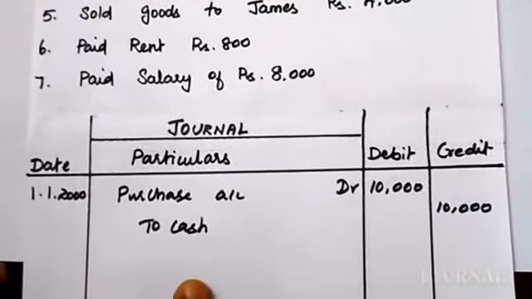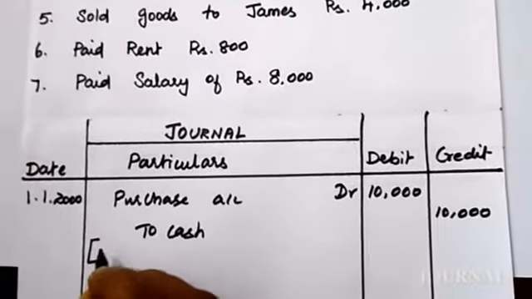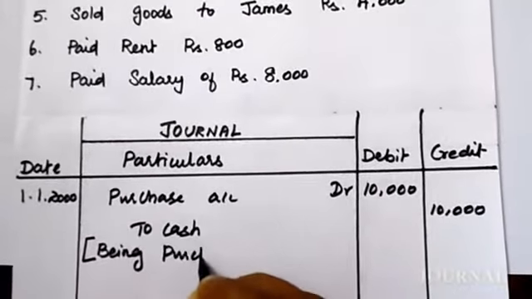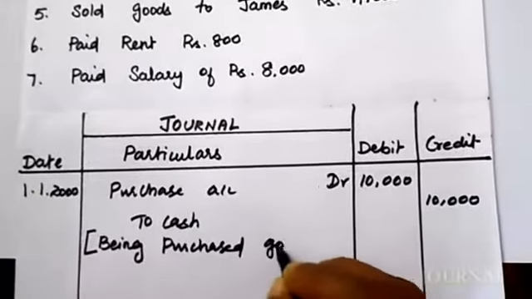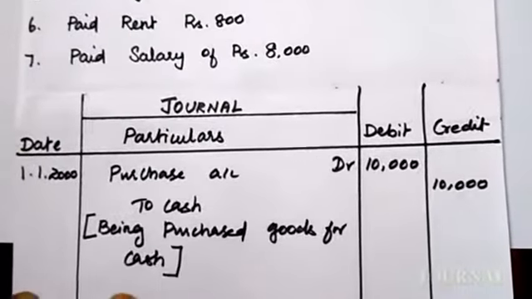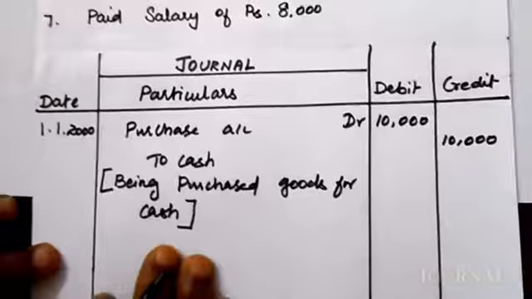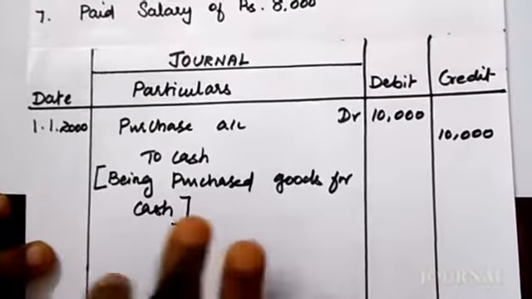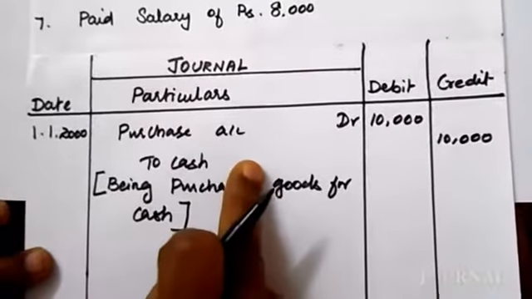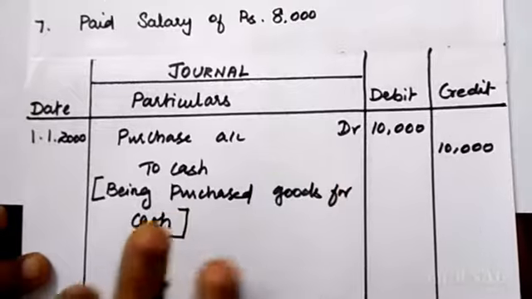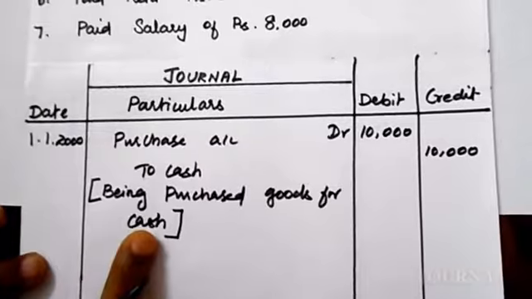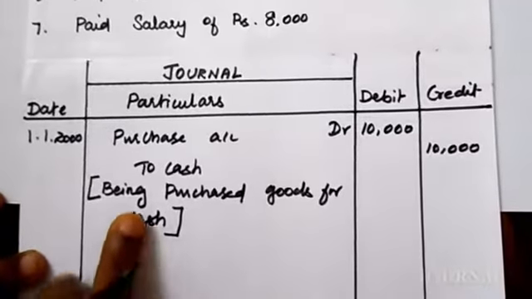For each and every journal entry, you have to write narration. So narration should start with "Being". Being purchased goods for cash. Narration is nothing but the details about the transaction. Every journal entry is accompanied by a narration which explains the details of the transaction for which the entry is written. So this is very essential. For each and every entry you need to write the transaction details, which is called a narration. So the first entry is over.